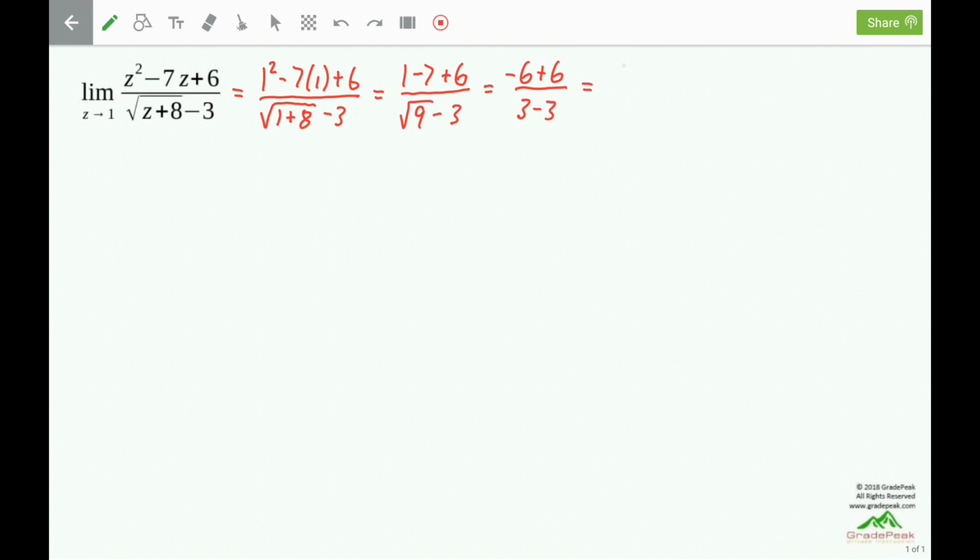The numerator is negative 6 plus 6, that's a 0. The denominator is 3 minus 3, that's also a 0. So we have the 0 over 0 indeterminate form. We will need to rework this.